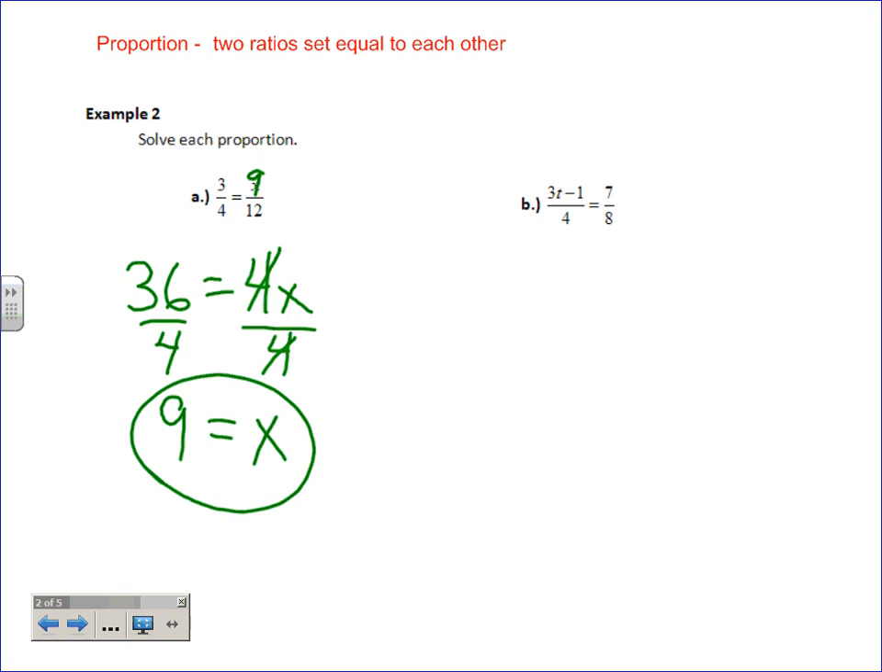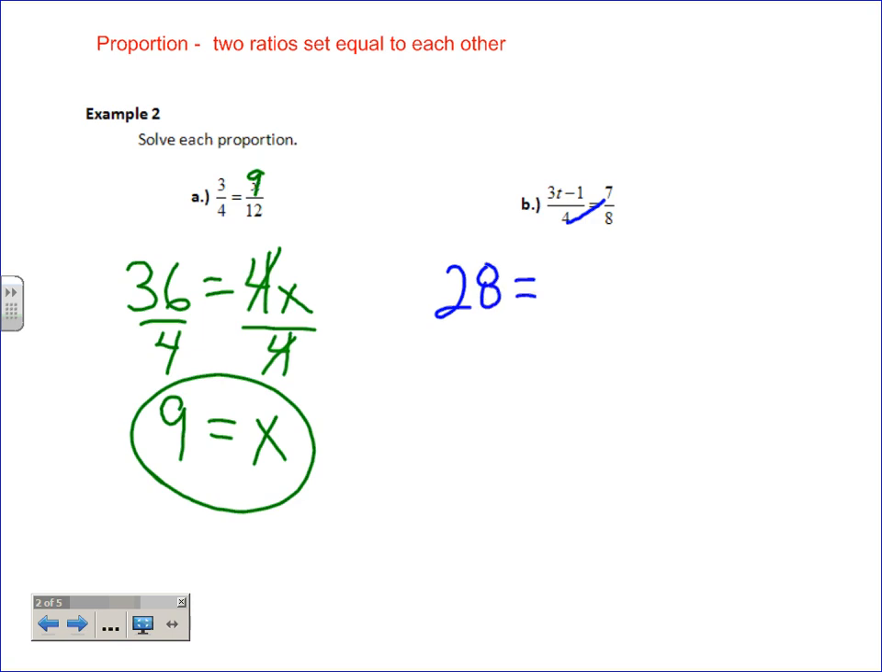Not quite as easy on letter B to do it that way. Some of you might still try that, but it is more difficult. And that's why I like this method. You can call it the cross multiply method here. So let's face it, 7 times 4, that's not that hard. What is that? 28.